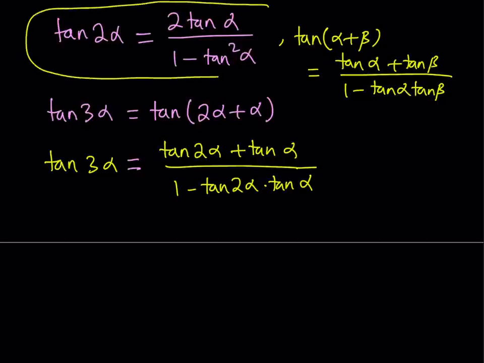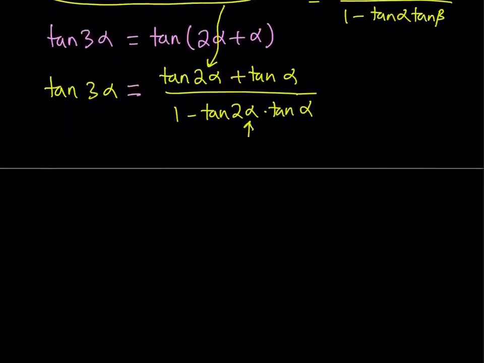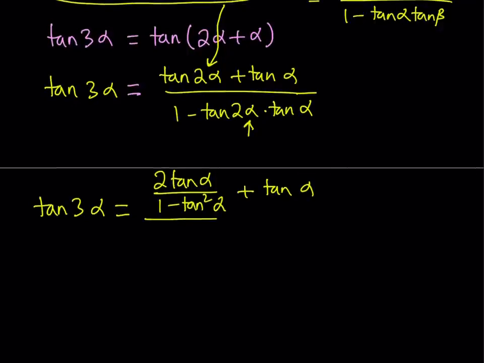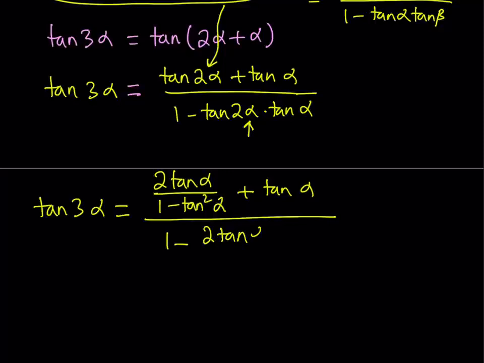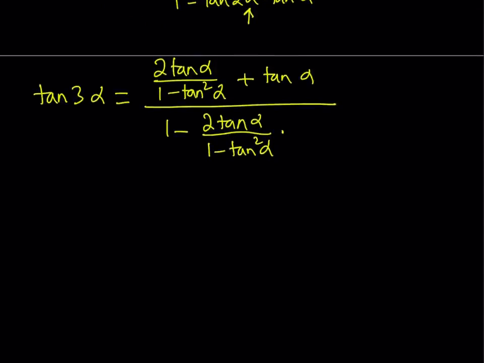So from here, I can basically just go ahead and substitute that here and here. Let's go ahead and do that and see what happens, because our goal is to reach the formula for the triple angle. So if I replace tangent 2 alpha with 2 tan alpha divided by 1 minus tan squared alpha, and of course I'm going to be adding tan alpha to it, and then all over we're going to multiply 1 minus tangent 2 alpha again, 2 tan alpha divided by 1 minus tan squared, and that is multiplied by tan alpha. Okay, so when we simplify this, we're going to be getting the expression.